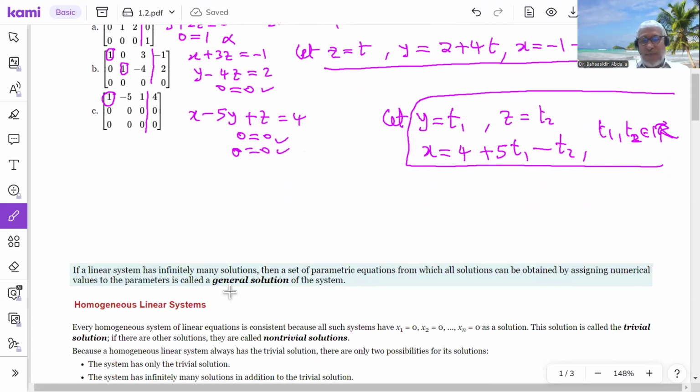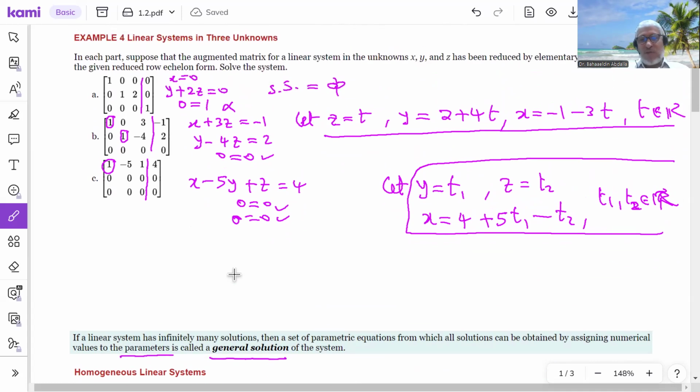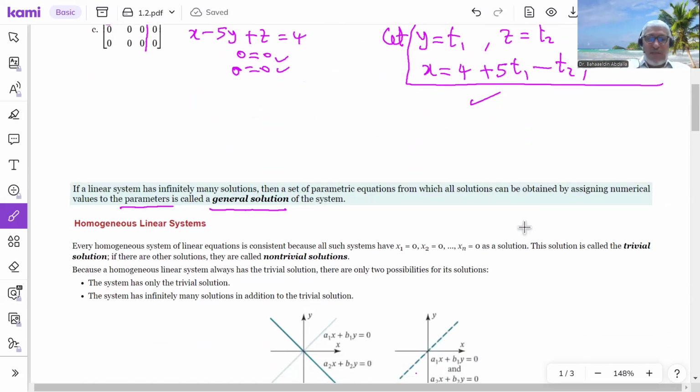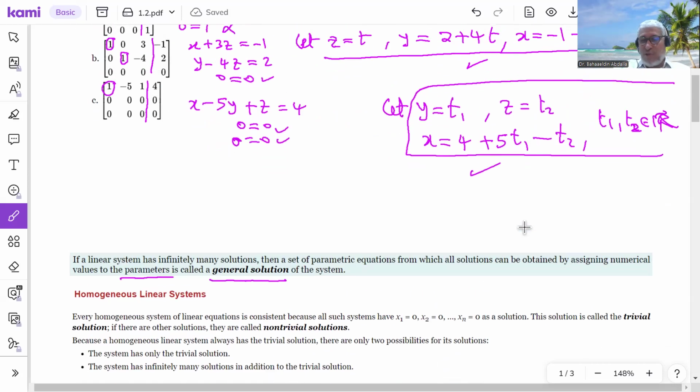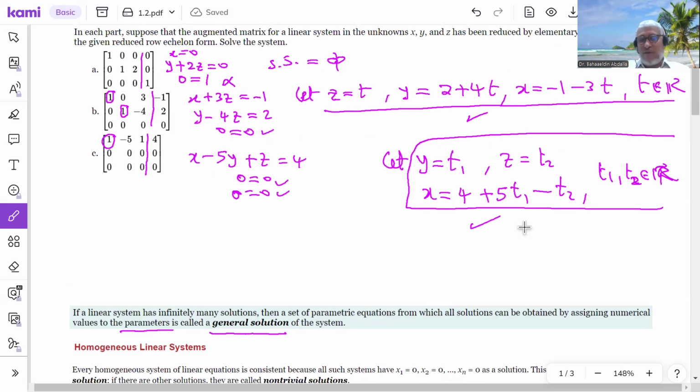Well, here he says that when we have parameters, like in part B, when the system has infinitely many solutions, this way of writing the solution is called the general solution of the system. So he may ask you in the question, find the general solution of the system. So this would be your answer. This is the general solution of the system. Okay, when you write the parametric equations, this is also called the general solution, as we mentioned in the first video.